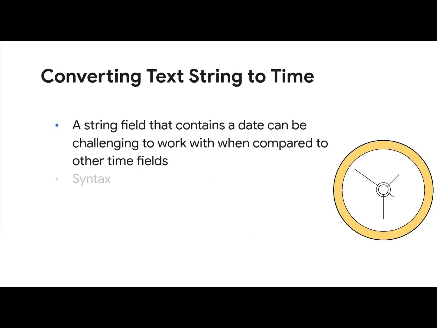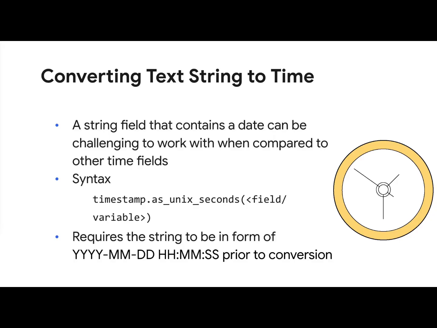On occasion, we might find ourselves with a date time value in a string field. It doesn't matter how it got there, but it's there and we want to use it just like we would any other timestamp. This can be challenging because it's a string, and at this point, how can we calculate a time difference between two strings? Luckily, the timestamp as Unix seconds can help us.